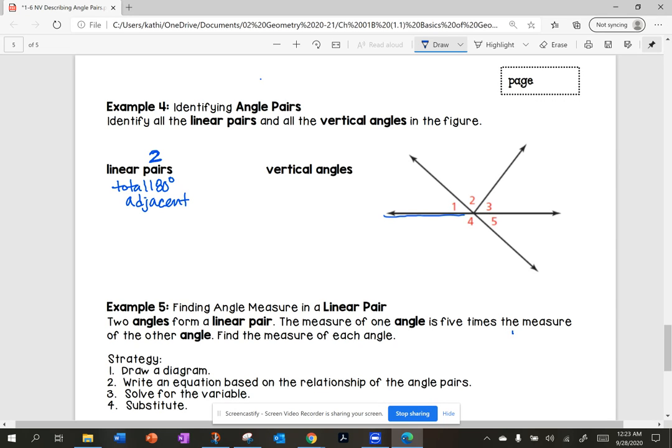So if I look, I see a line here, and this would be 180. So I know angle 4 and angle 5 would be a linear pair. If I look here, this is 3 angles, so I can't use angles 1, 2, and 3. And if I just keep going around, what I see is I have angle 1 and angle 4.